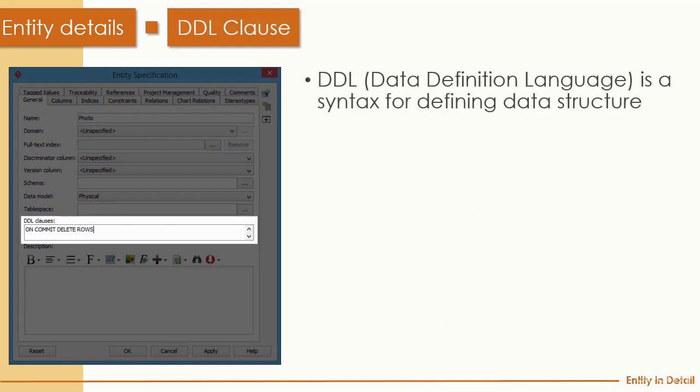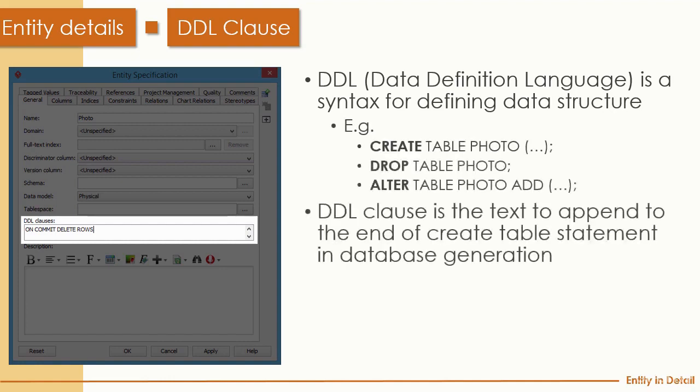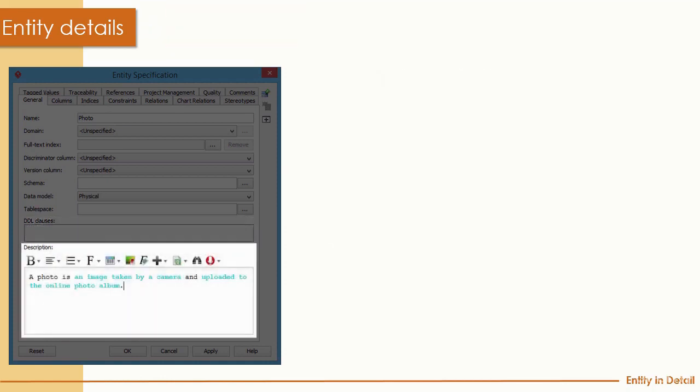And the DDL clause. DDL is data definition language. It is the syntax for defining the data structure, just like create table, drop table, alter table. The DDL clause you define here will be appended to the end of the generated DDL statement when we generate the database. So you can write something like on commit delete rows, things like that. This is specific to the database, based on which database you use. You need to write the correct syntax for that.